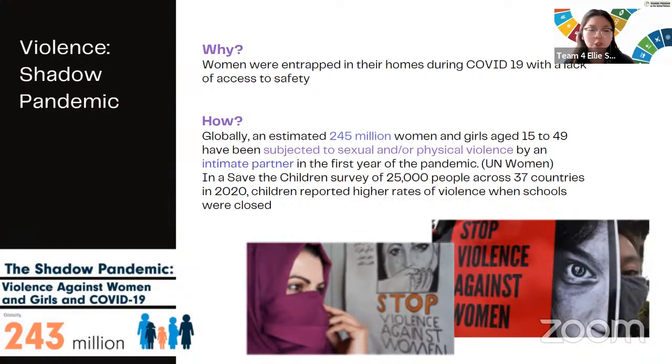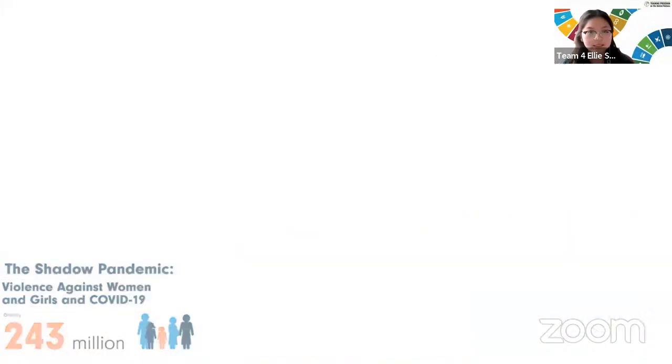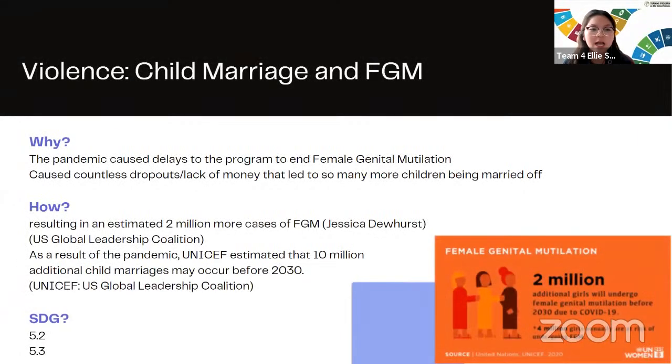And in the Save the Children survey, they saw that children also saw higher rates of violence when schools were closed. This is not where the violence stops, because child marriage and FGMs, female genital mutilation, only increase. Now, the pandemic caused delays in the program to end FGMs, and it also caused countless dropouts because of lack of money that led to so many more children being married off. Even young adolescents from age 5 to 10 married off to grown men in their 40s.